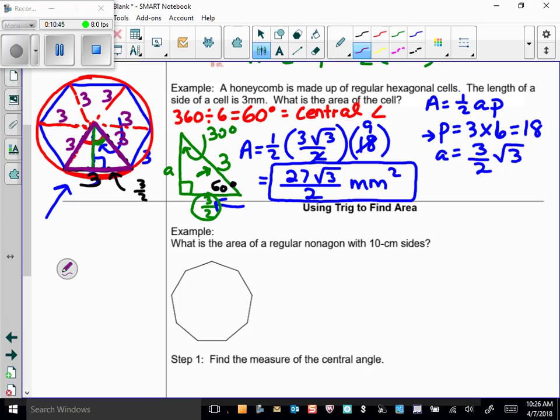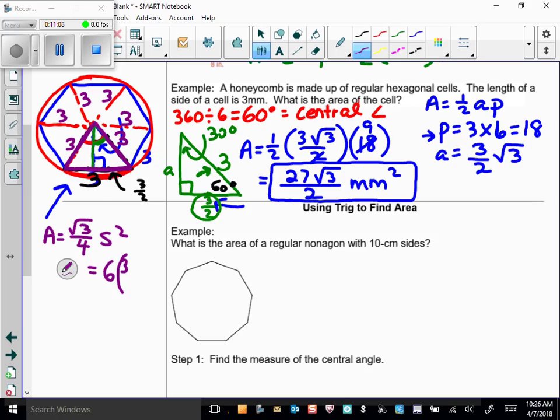What did I learn in the last lesson about the area of an equilateral triangle? Square root of 3 over 4 times s squared. So if I had just known that before I did all this work over here, I would have known that the area of this regular hexagon is just 6 times the area of one of these triangles.